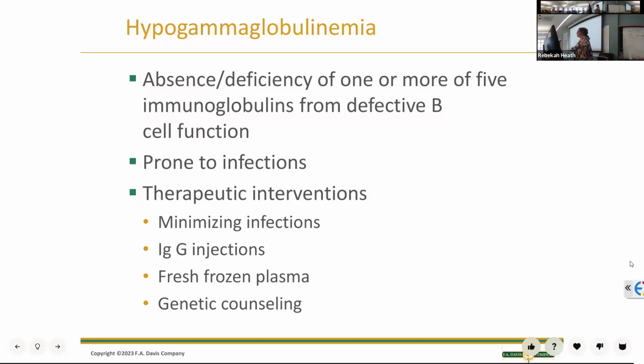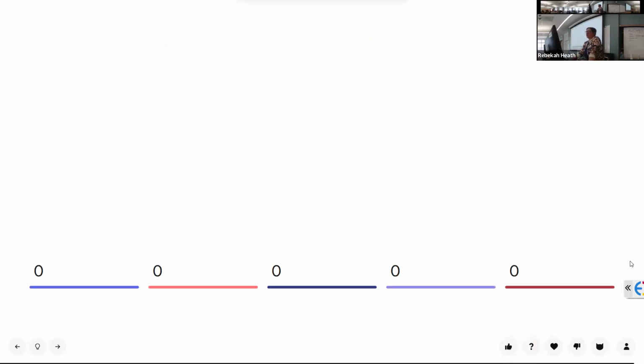You might have to have maybe some injections to help with the IgG. Oh Lord, I went too fast, sorry. And then maybe some genetic counseling too, right? Let's see if we can figure out what's going on with this. This is something that your family is going to think about in the future as well.